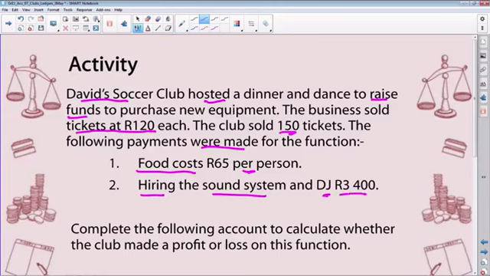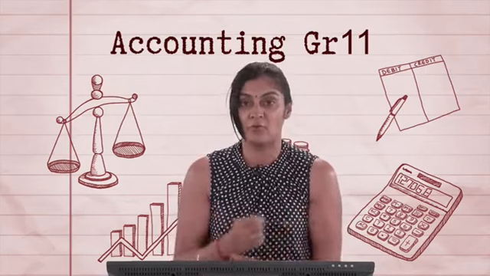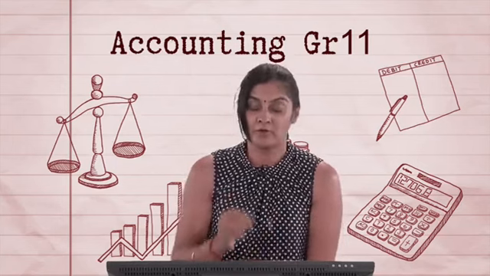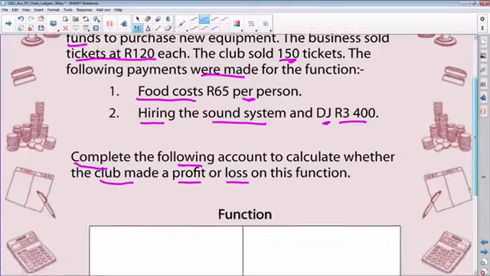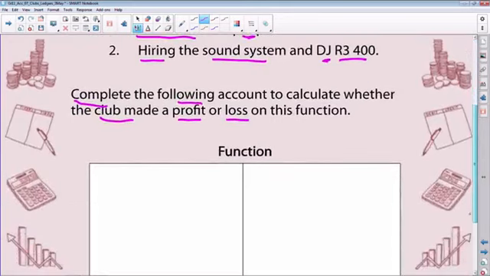Okay, so you've got a soccer club, they want to raise funds because they want to buy new equipment, and they are hosting a function in order to raise funds for the equipment. Right, I'm going to ask you guys now to complete the following account to calculate whether the club made a profit or a loss on this function. So the account that I want you guys to complete is a functions account.